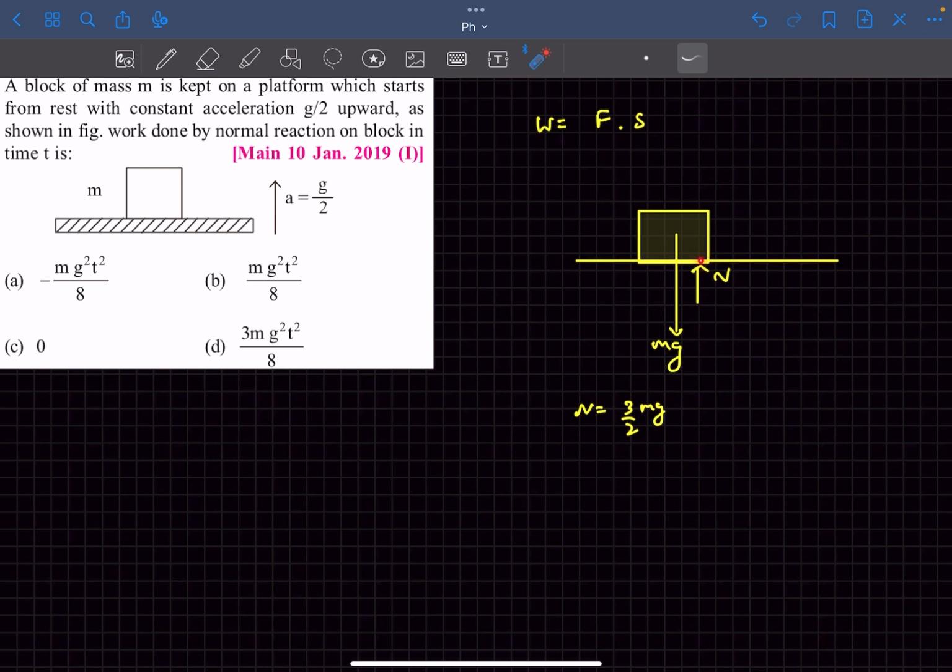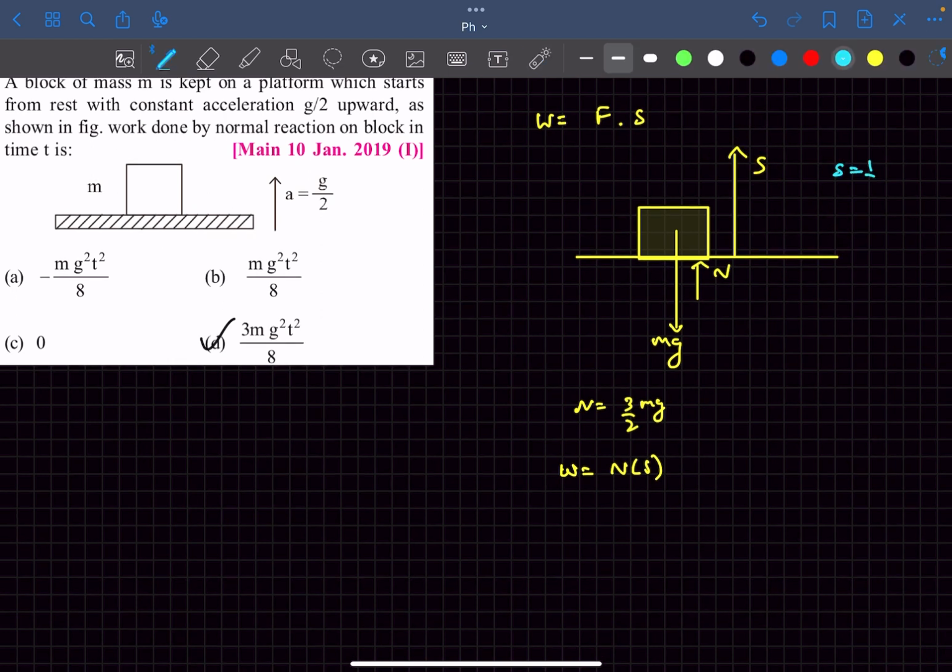So let's say after some time, this point displaces up by an amount of s. So we can easily say the work done by normal will be N times s, because the angle between the force and displacement vector is 0. So we can simply say it's N multiplied by s. If we can somehow find the value of s, then our question is done. And s we can easily find using kinematics, because we know the acceleration of the platform.